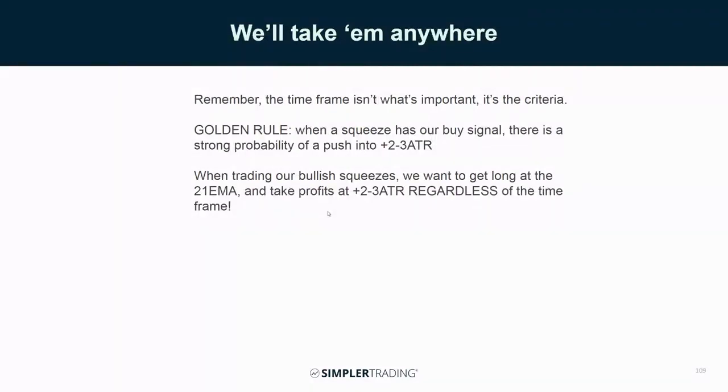And then, like I mentioned, time frame, it's not really what's most important, right? It's the criteria. So whether it's a 5-minute or 30-minute, when a squeeze has our buy signal, there's a strong probability of a push towards 2 to 3 plus ATR on that time frame. So whenever we're trading these bullish squeezes, we're getting long always at that 21 EMA, and we're taking profits at 2 to 3 plus ATR, regardless of the time.